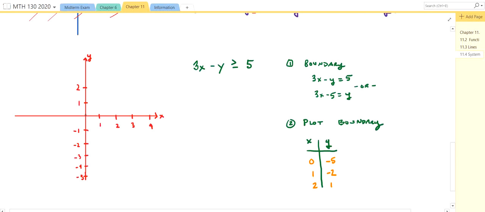So when x is 0, y is minus 5. That's this point. When x is 1, y is minus 2. Again, I'm going to draw these points big to take into account my error in my scale. And if you have a perfect scale, you won't have to make your dots as big as I do. And when x is 2, y is 1. So big dots here, big dots here. So I have this as a line. And that's my boundary on this relationship.